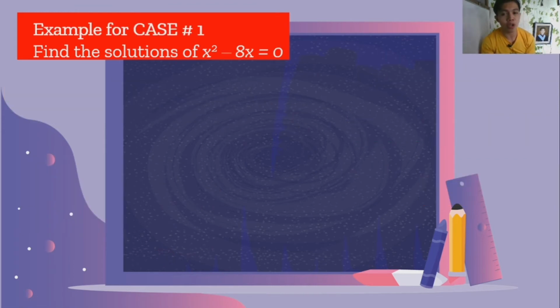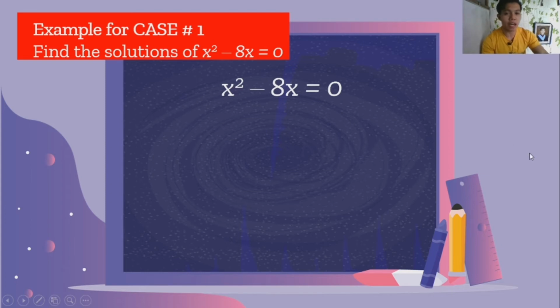Okay, so isa pa tayong example para sa case number 1. Find the solutions of x squared minus 8x is equal to 0. Kopyahin na muna natin. Okay, may tanong ako. Meron pa ba tayong ililipat? Wala na, kasi naka-standard form na siya. Lahat ng mga may values natin ay nasa left side, so naka-standard form na siya. X squared minus 8x is equal to 0. No? Naka-equate na siya kay 0.